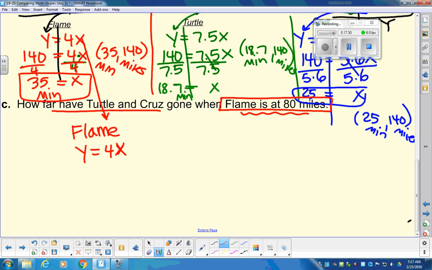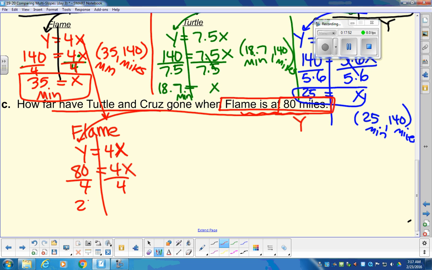Okay. So we're asked about what happens when Flame is at 80 miles. Well, miles is the y, so we're going to use substitution and plug 80 in for y, because y is the miles. So this is the setup that I have. Substitution, y comes out, 80 goes in, and we solve using the hand method. We're going to divide by 4, copy, paste. So I end up with 20 equals x, which is the minutes. So our data point is this, 20, 80. In 20 minutes, Flame has gone 80 miles.